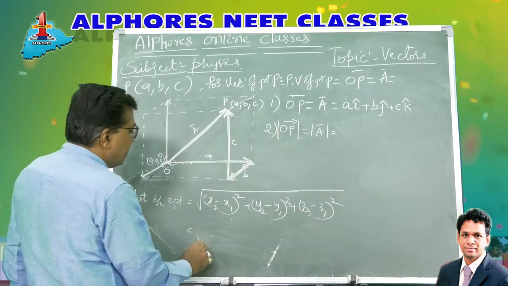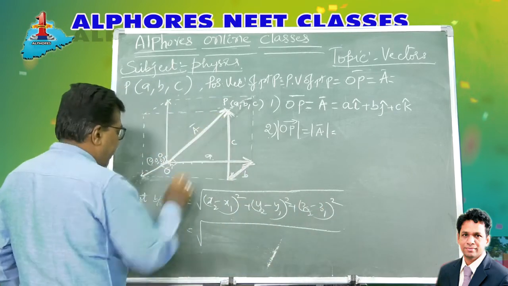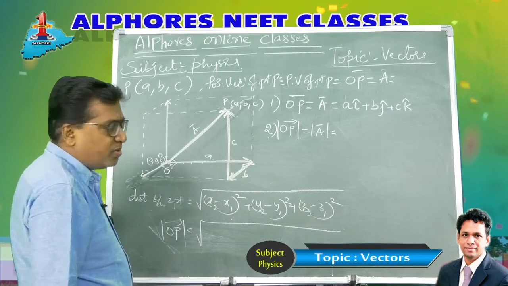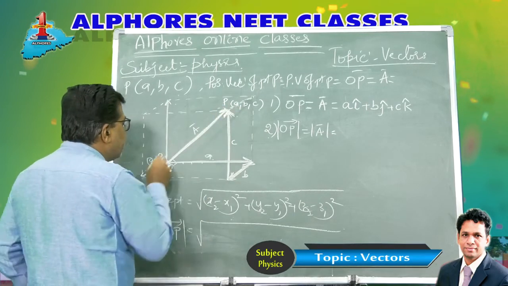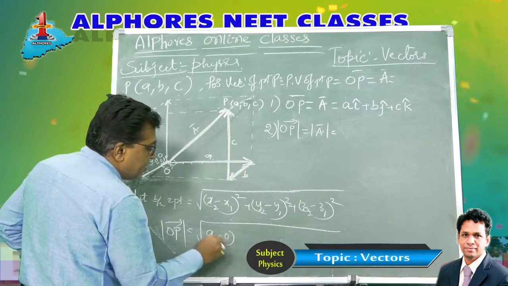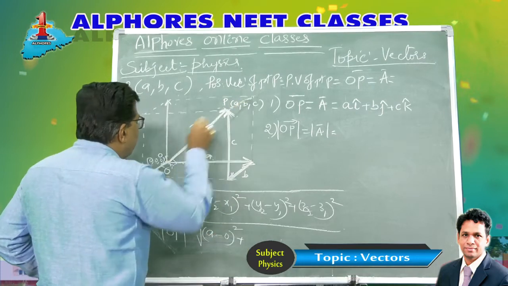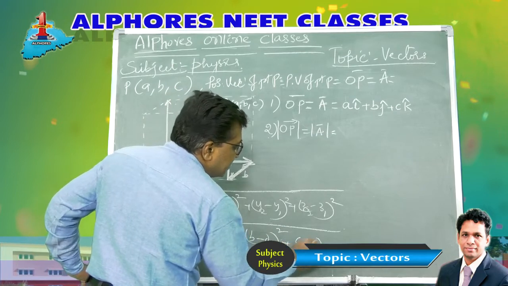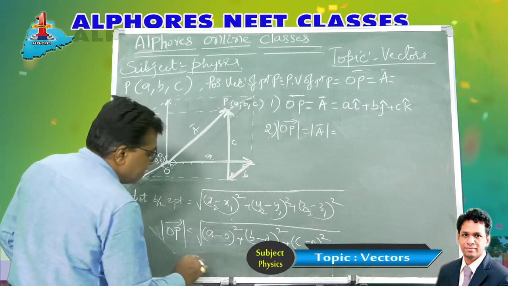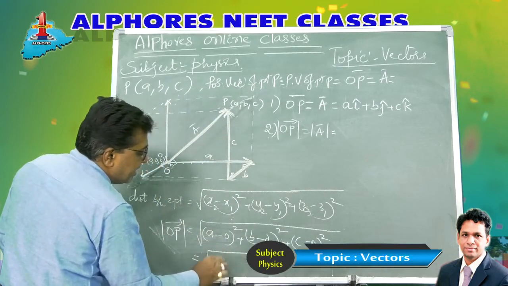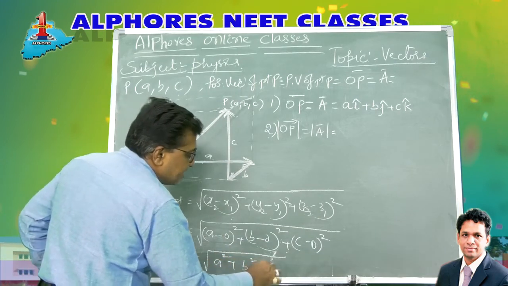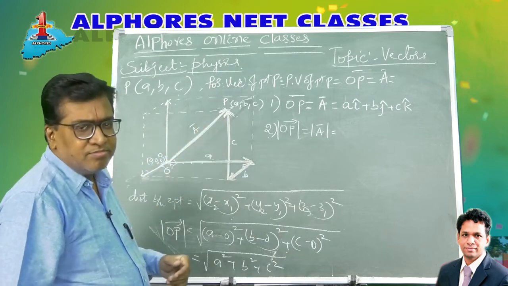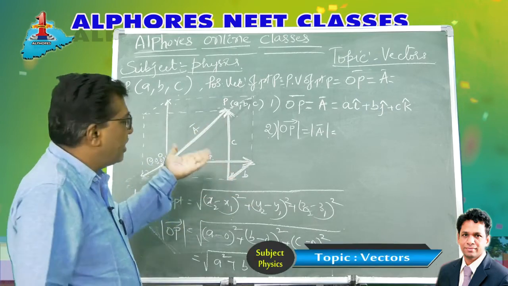So therefore, now the distance from O to P. Distance OP, length of the segment OP, magnitude of OP: x2 minus x1 is a minus 0 square, plus y2 minus y1, b minus 0 square, plus z2 minus z1, c minus 0 square. So finally we get it as a square plus b square plus c square. It's a cuboid of dimension a, b, c, instead of LBH we have got ABC.